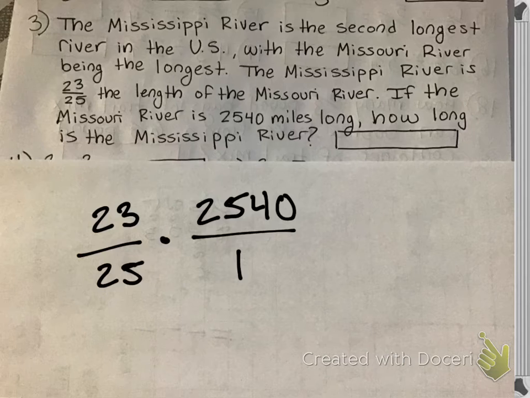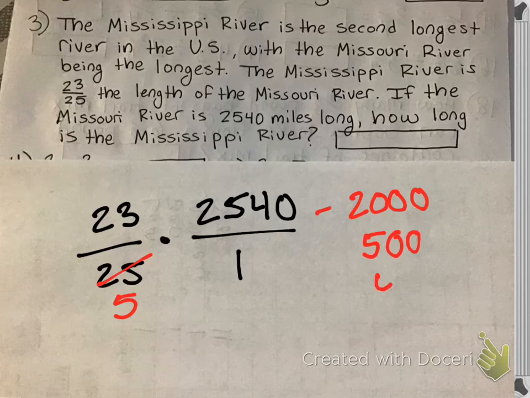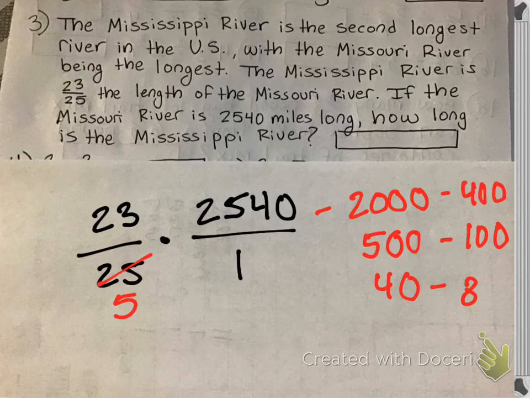You can cross-cancel. We can cross-cancel. What do you think we want to cross-cancel by? We can't cross-cancel 23 and 1. That's already simplified. What can we cancel by, Elsie? 5. That sounds great. 25 divided by 5 is 5. So, for this one, I like to split it up. 2,540. 40 divided by 5 is what? Who can tell me? 8. 500 divided by 5 is what? 100. 2,000 divided by 5 is what? 400. We add it together, we get 508.